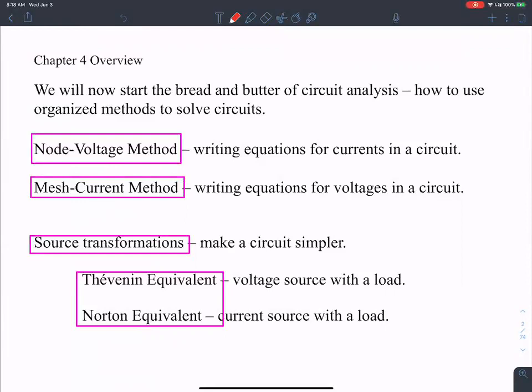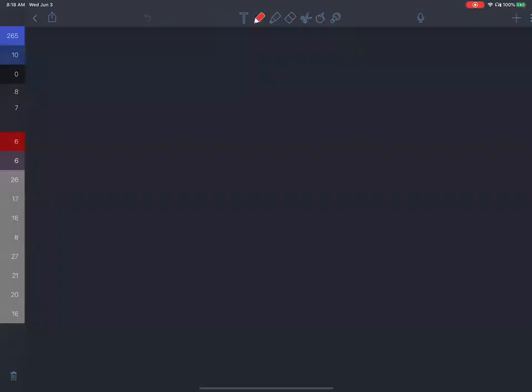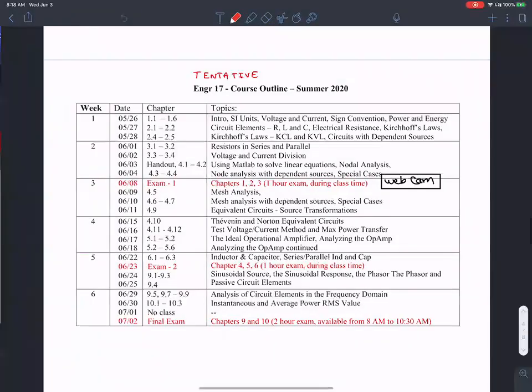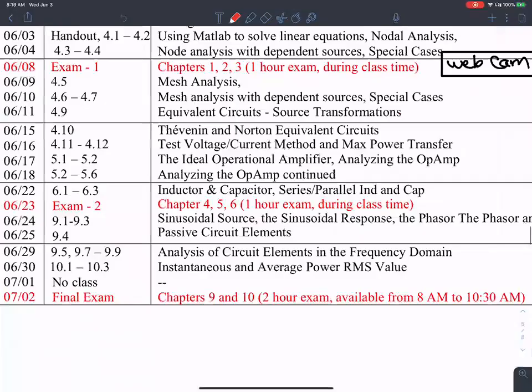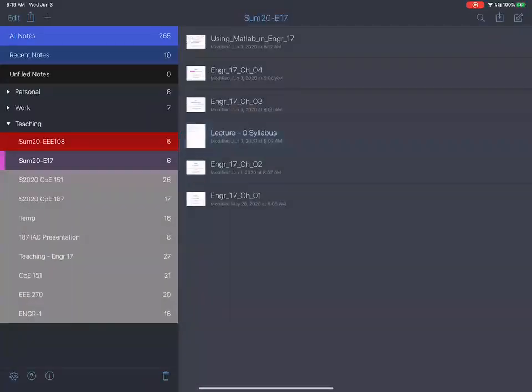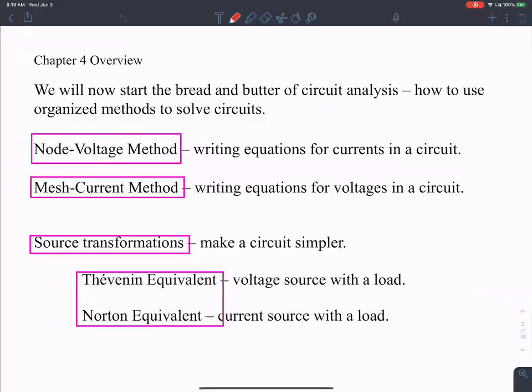Yep. Other questions, please. So the first exam is the first 3 chapters, right? So chapter 4, is this going to be on test number 2? Chapter 4 is going to be on test number 2, exam 2, correct? Okay, thank you. It's a good question.